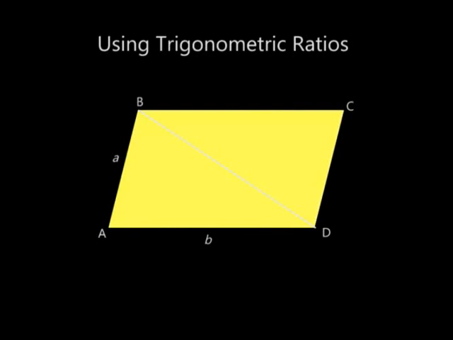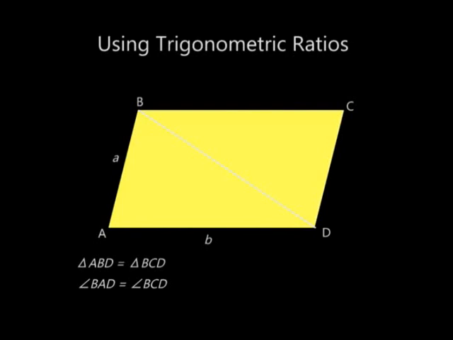Now, in this figure, the diagonal BD divides the parallelogram ABCD such that triangle ABD is equal to triangle BCD. Both triangles have the same area since angle BAD and angle BCD are equal. Therefore, the area of triangle ABD is equal to the area of triangle BCD.